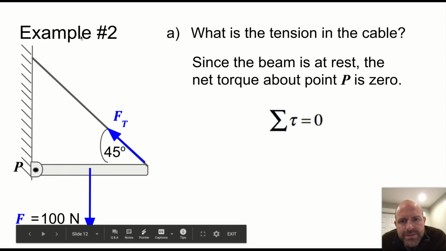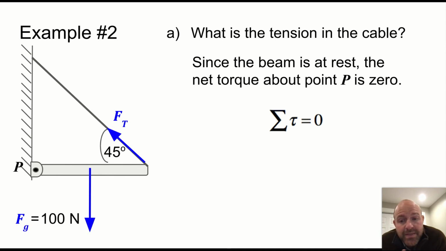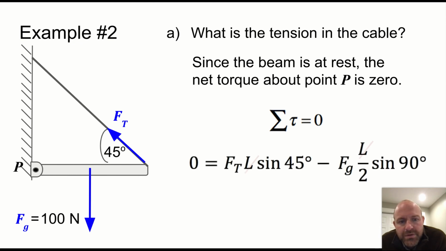Well, as always, net torque and net force have to equal 0, since the beam is at rest. And the net torque around the hinge, which is what I'm going to call my pivot point, should be 0. This is actually pretty straightforward. There are only 2 torques if we pivot around the hinge.